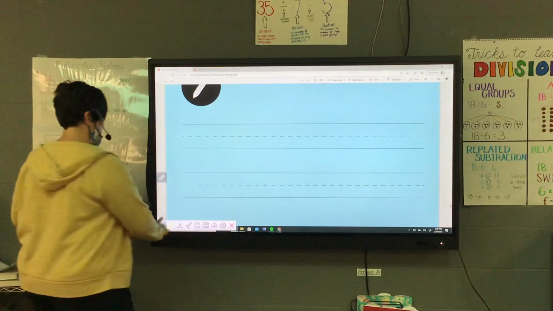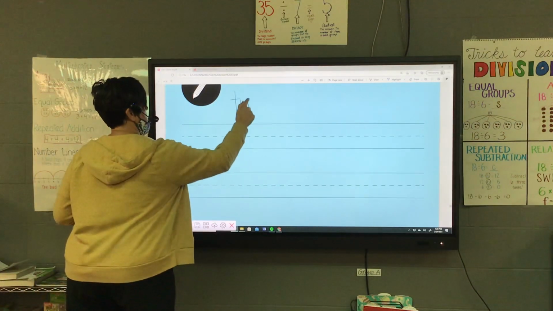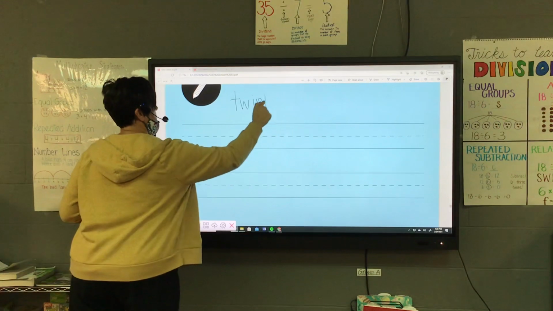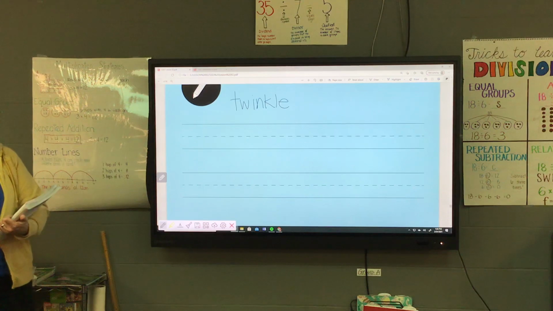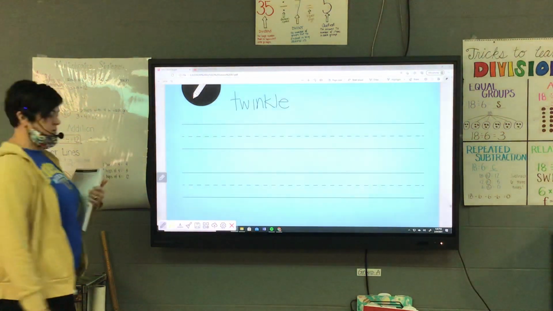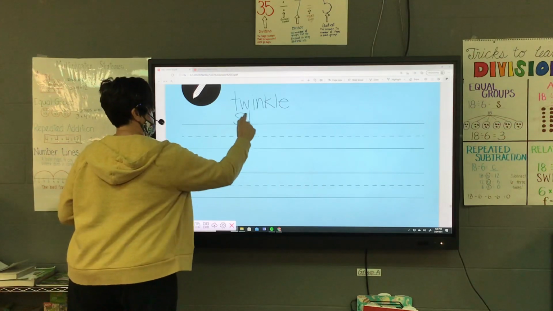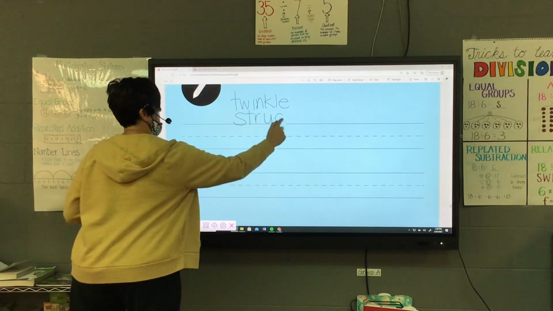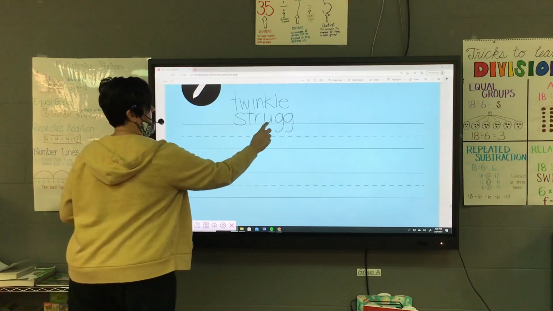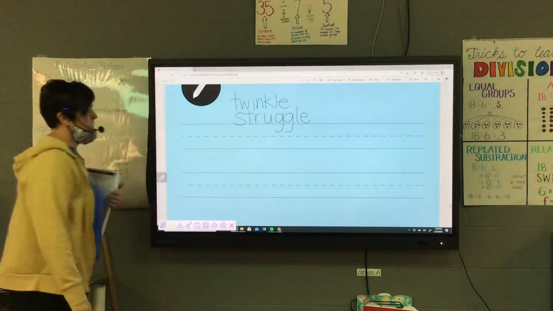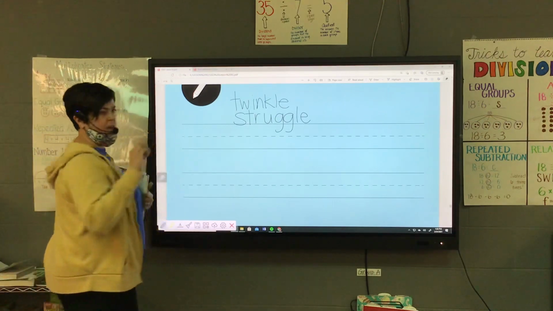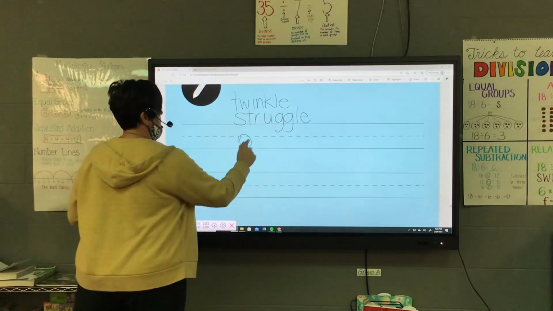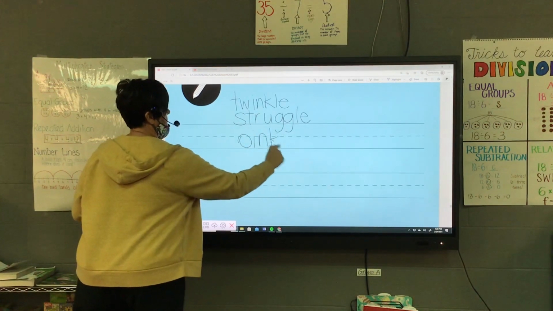Then we had twinkle. Then struggle. I have to double that G because that's a short vowel. Struggle. Oh, then oink. What says oi there? O-I. N-K.